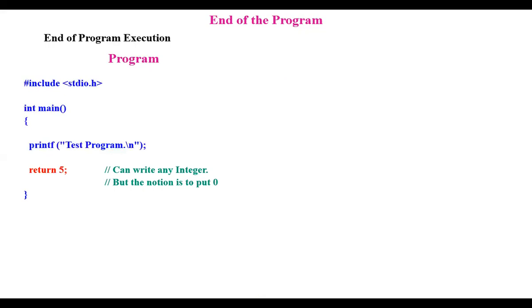As I told you, suppose I don't want to write 0, right? I have given some other number. You can write any integer. So I have written 5, and let's execute. If you execute it, it executes normally and gives you the result. But you may ask why we write 0. It is the notion. We have to follow the notion. The notion is writing 0 in the end. So return 0 semicolon must be the last line of every program. That is the notion, and we have to follow it.